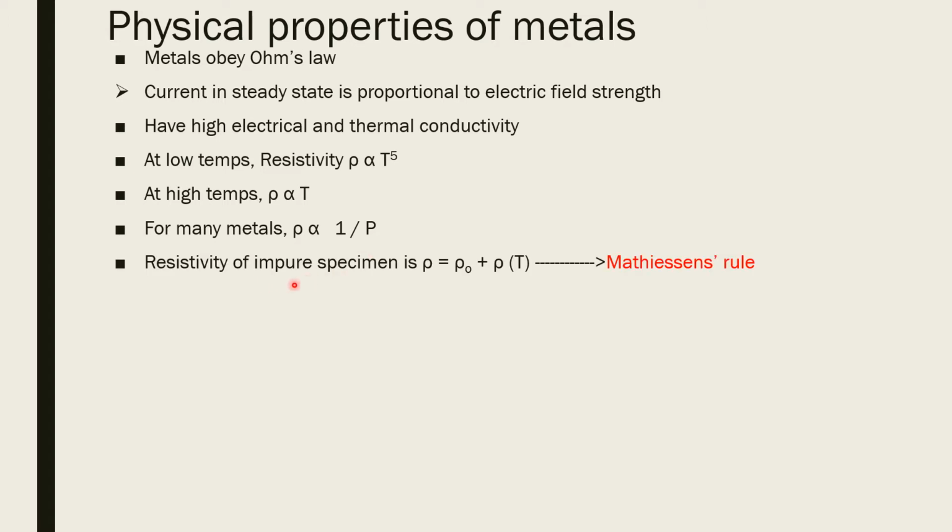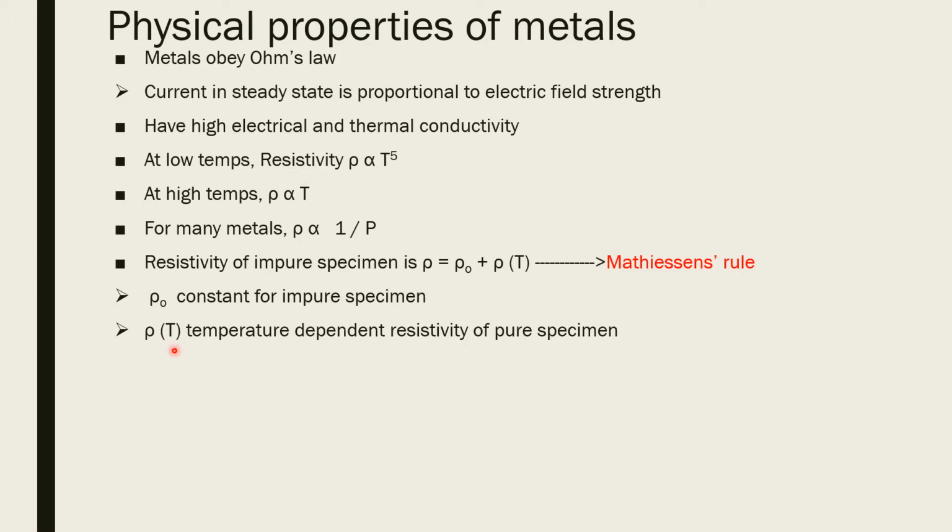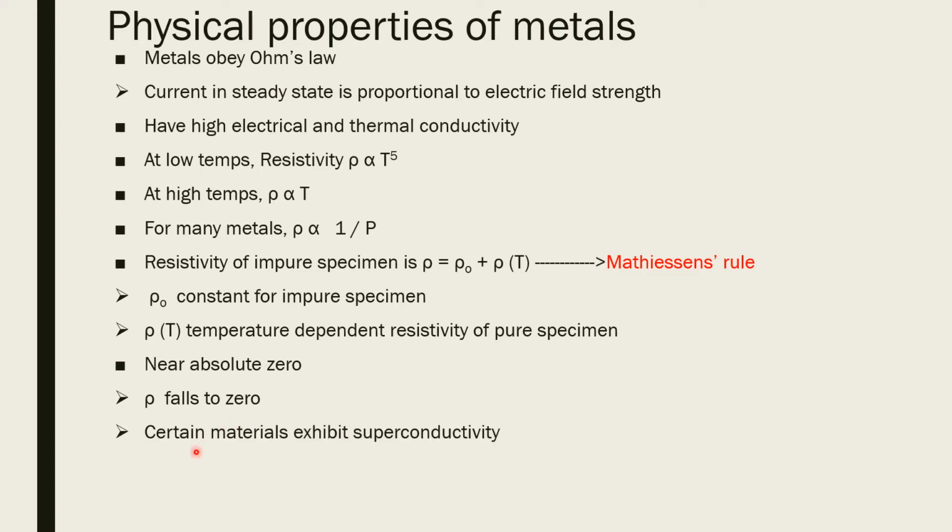The resistivity of an impure specimen is given as ρ is equal to ρ0 plus ρ of T. This is the Matheson's rule, where ρ0 is a constant for impure specimen. ρ of T is the temperature dependent resistivity of pure specimen. Near absolute zero, the resistivity for some materials falls to zero. Such materials exhibit superconductivity.